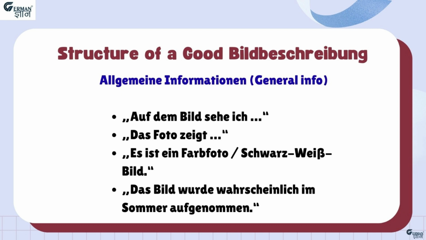So first you have to give general information, which is allgemeine Informationen. For this you can use some of the phrases. For example, auf dem Bild sehe ich means at the picture I see, or das Foto zeigt means the photo shows. Es ist ein Farbfoto oder es ist ein schwarz-weiß Bild means it is a color photo or it is a black and white photo. And das Bild wurde wahrscheinlich im Sommer aufgenommen means the photo must have been taken in summer. So you can use all these things to give general information.